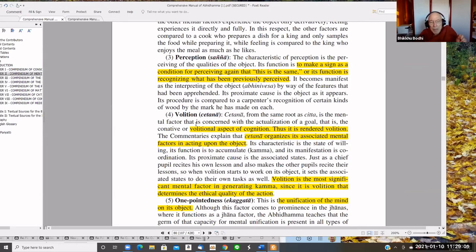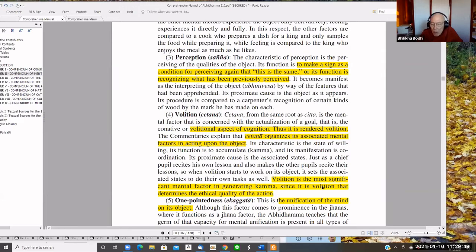Okay, the next universal mental factor is, in Pali, called cetana, which I translate as volition. This signifies what we call the volitional aspect of cognition. It's said that every citta involves some degree of volition, some intention regarding the object. And volition is said to be the most significant mental factor in relation to karma, since it's volition that generates karma, and it's volition that determines the ethical quality of the action.